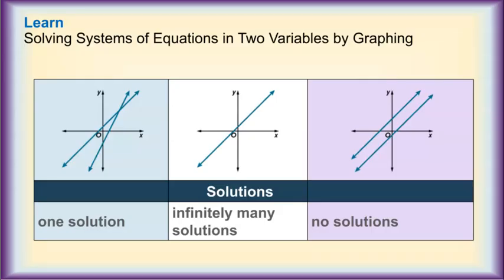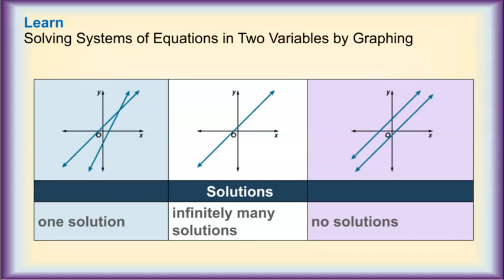Now, the solutions. For a system of equations, if they cross exactly once, we have one solution. If they are one line on top of another, you have infinitely many solutions. That means every solution would work. And if the lines never cross, there is no solution.